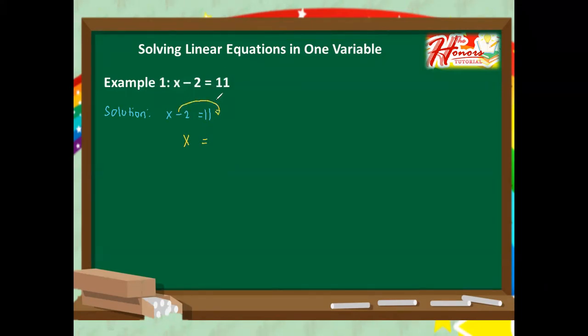Remember when you are transposing numbers or variables, you have to get the opposite sign of it. So if it is negative, then it will become positive. So let's write 11 first plus 2. So again, it's negative here, transpose, then it will become positive. So copy x equals 11 plus 2, that's 13. So therefore, x equals 13 is the answer for example number 1. Let's have number 2.